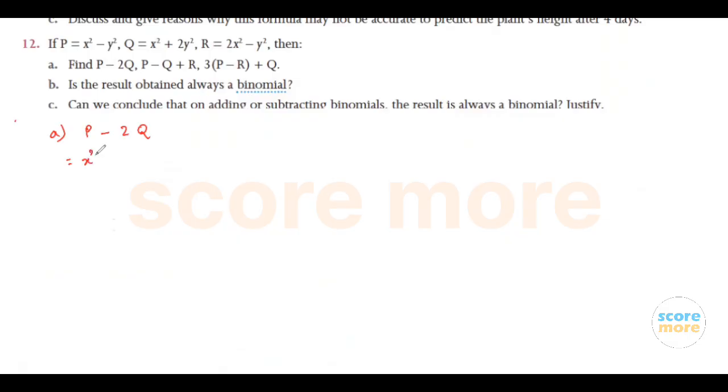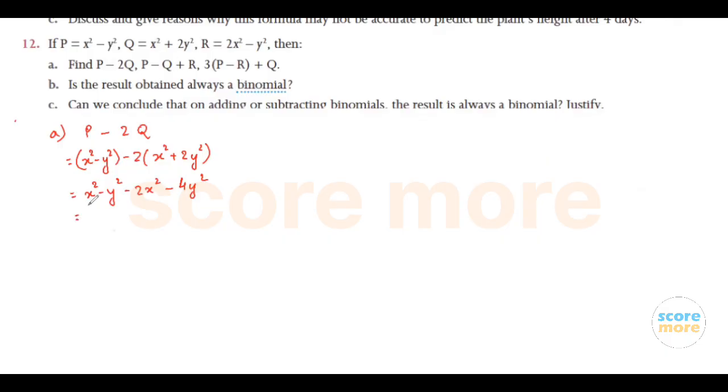P is x square minus y square. And whenever you are doing subtraction, always use brackets. So x square plus 2y square. Now we will open the brackets. So x square minus y square minus 2x square. Now inside it is plus, outside is minus, so what will it become? Minus times plus is minus. So it will be minus 4y square.